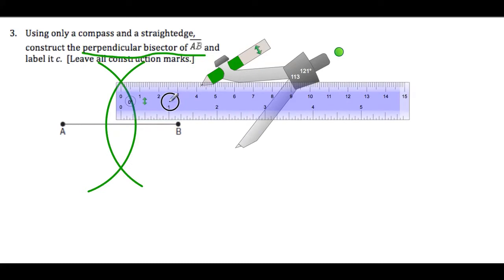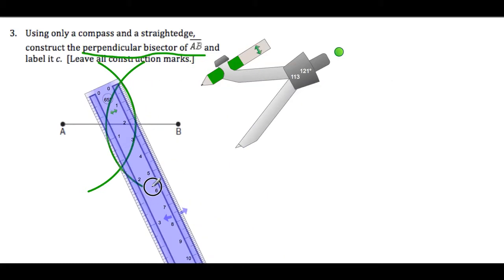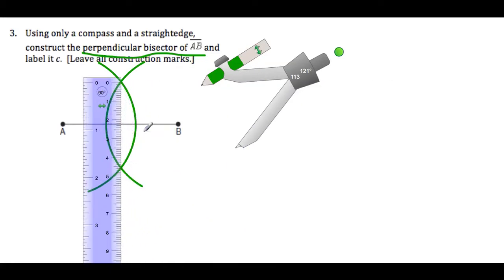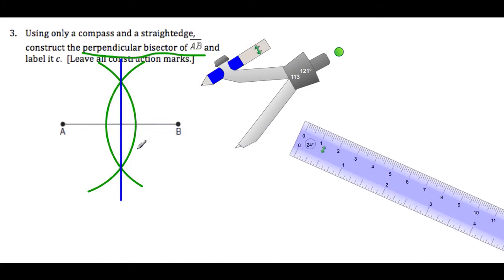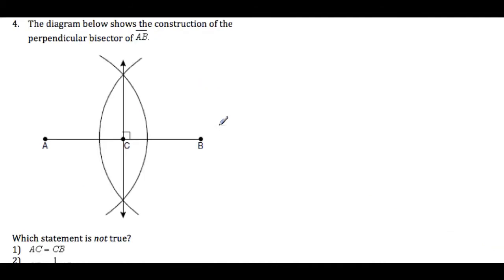So now, you can bring your ruler, and I'm just going to use the blue. Right? So if you connect those two intersections, you will see that that would have been the perpendicular bisector of the line segment that's given. Alright, let's look at number 4. You can see that that's what's given.